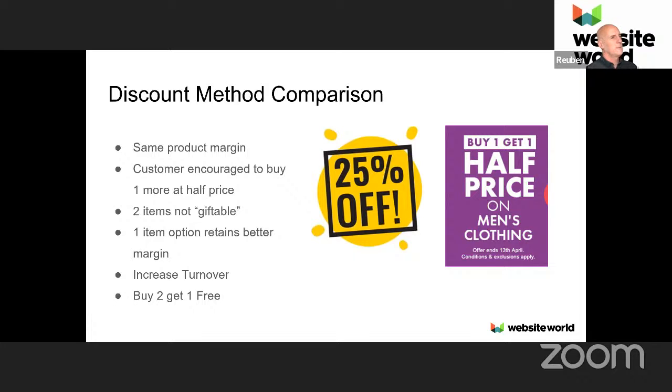So in the 25% off, you can buy one item and get it 25% off. So let's say it's a $100 item, it's $75, and therefore the product cost might be $50, so you've only made $25 on the sale.